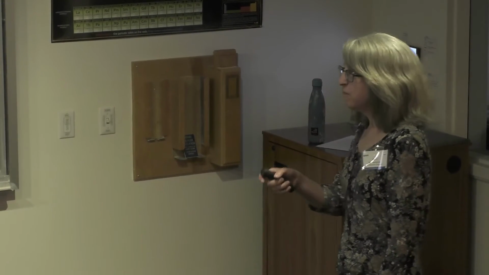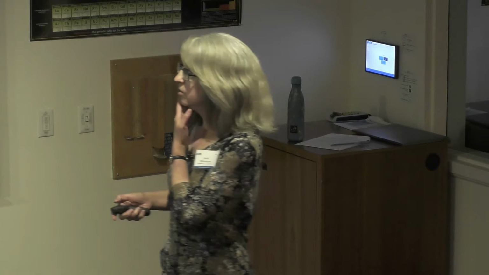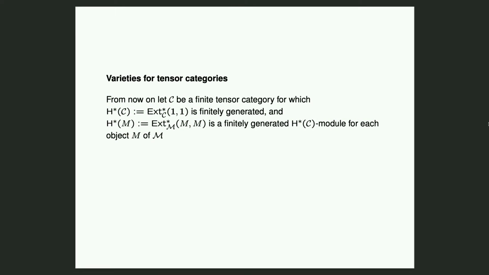Okay. In any case, this conjecture holds in many settings that people know, and so I'm just going to assume from now on that we're working with categories for which this holds. So that's the next slide. From now on, we'll assume that C is some finite tensor category for which the cohomology is finitely generated, and the cohomology of an object M is also finitely generated over that. So this is the setting that I'll be working in. And under those conditions, we can define varieties that have nice properties. So I'll just do a recollection.